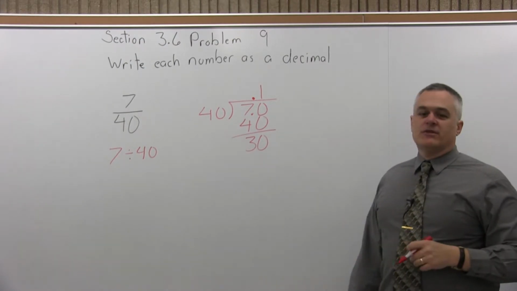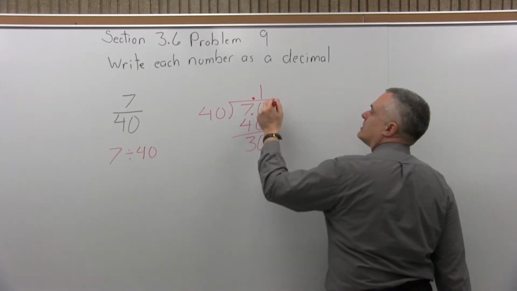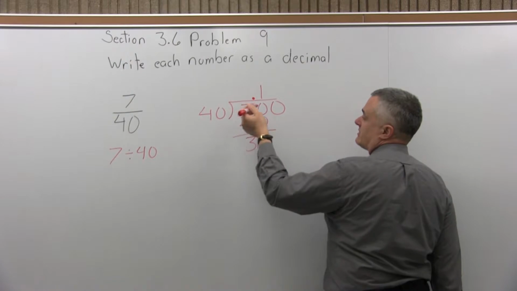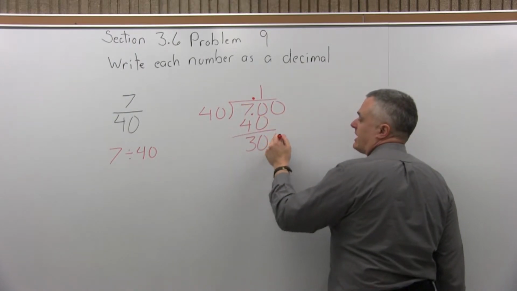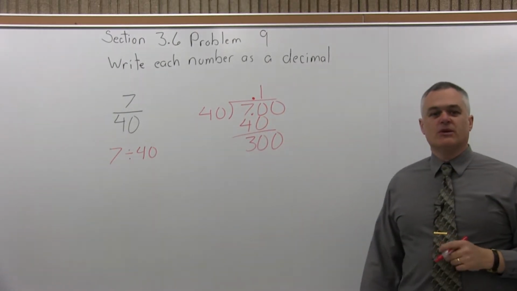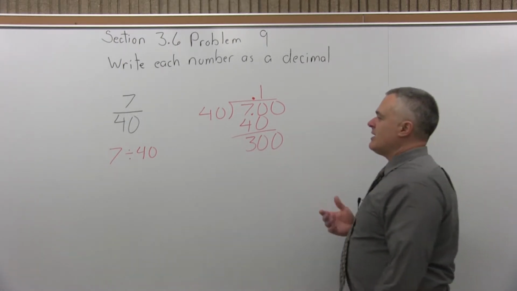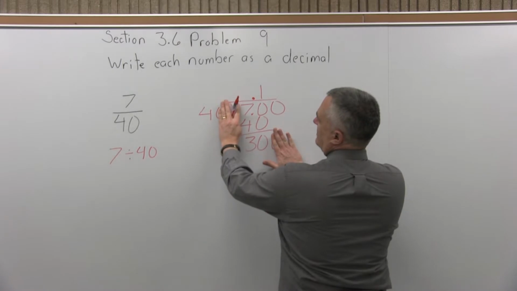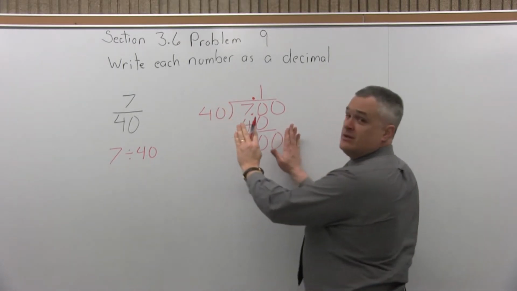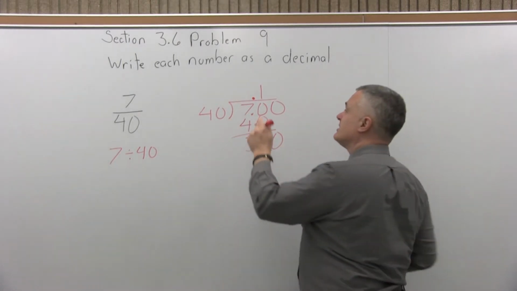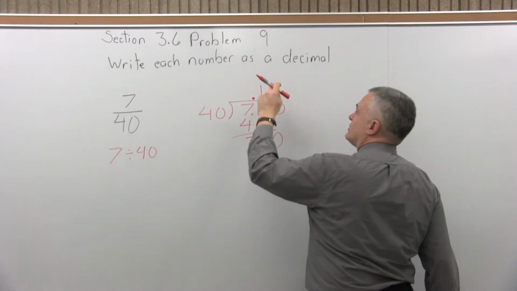And now it didn't go in evenly. So what I can do is just put another 0 at the end of 7.0 and bring that 0 straight down, and the 30 will become a 300. And now how many times will 40 fit into 300? Well, that's kind of tough, but if you just ask yourself how many times will 4 fit into 30, 4 times 7 is 28. So that's about as close as we'll go. And that should work. So let's try now.